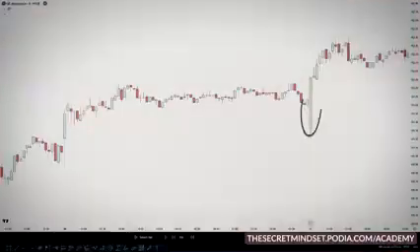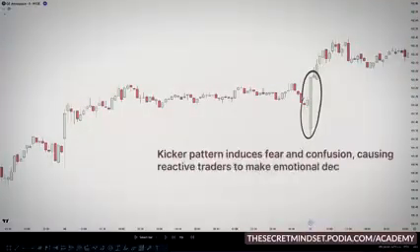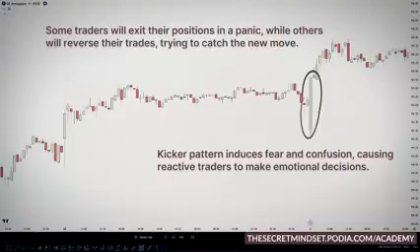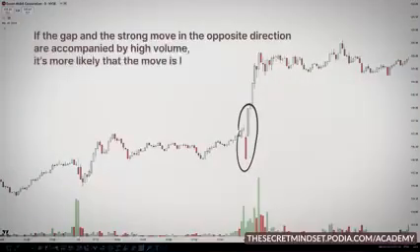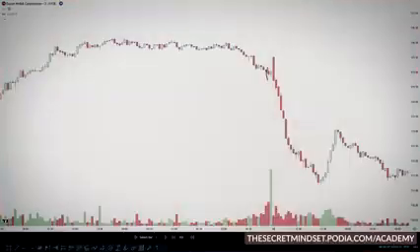Big players create the kicker pattern to induce fear and confusion, causing reactive traders to make emotional decisions. Many of them will exit their positions in a panic, while others will reverse their trades, trying to catch the new move. Volume can provide clues about whether the kicker pattern is real or manipulated. If the gap and the strong move in the opposite direction are accompanied by high volume, it's more likely that the move is legitimate.